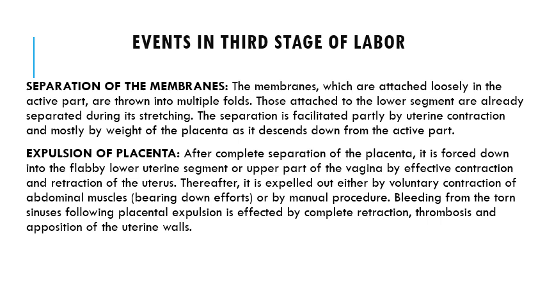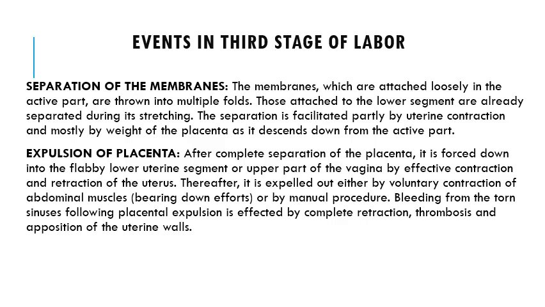After complete separation of the placenta, it is forced down into the flabby lower uterine segment or upper part of the vagina by effective contraction and retraction of the uterus. Thereafter, it is expelled out either by voluntary contraction of the abdominal muscles or by manual procedure. Bleeding from the torn sinuses following placental expulsion is controlled by complete retraction, thrombosis, and apposition of the uterine walls.